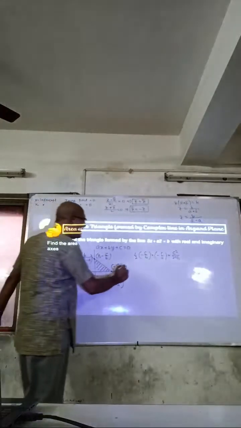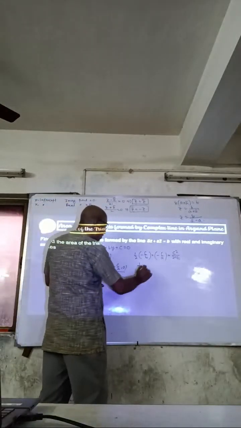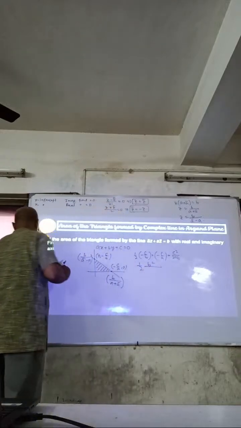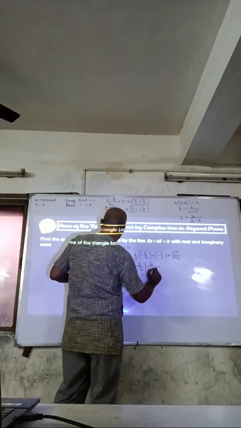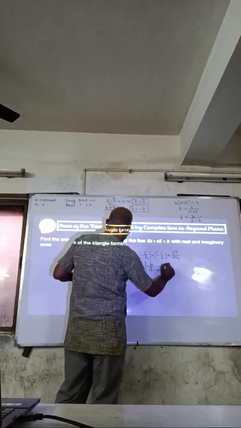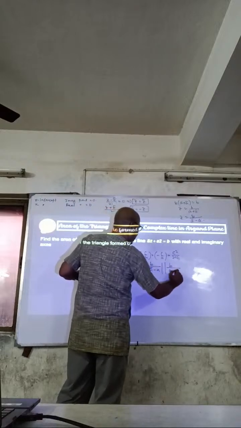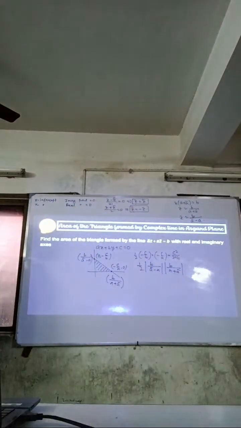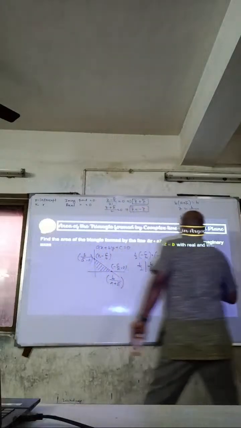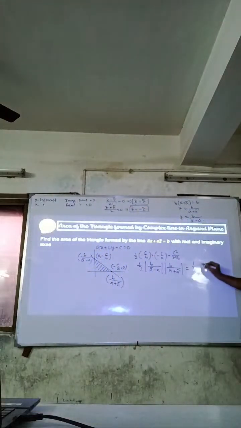Then what is the area? It's half base into height. So it will be b square by modulus of b by a bar minus a, modulus of b by a plus a bar. That's it. Or else you can write it in this way also, with modulus of a bar minus a into a bar plus a.